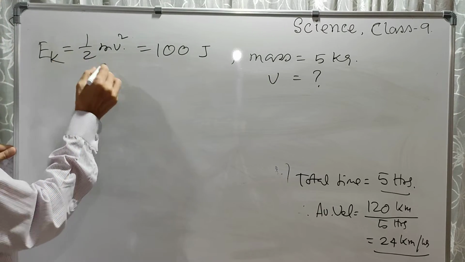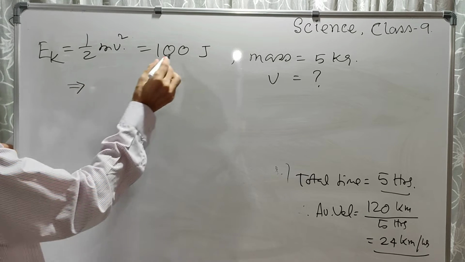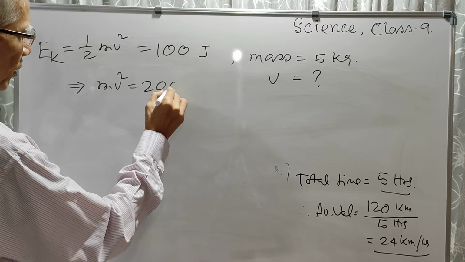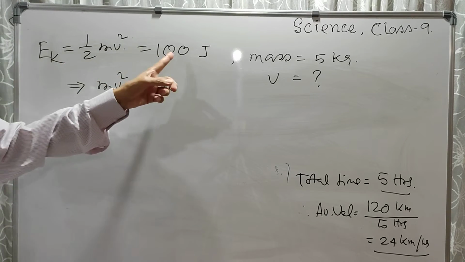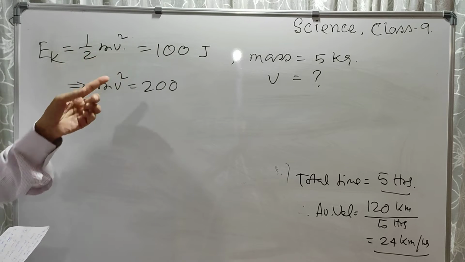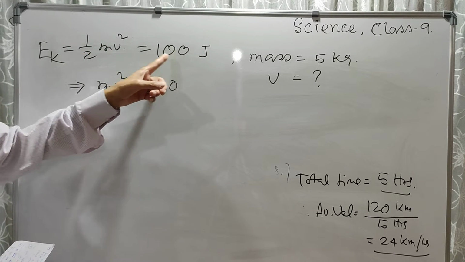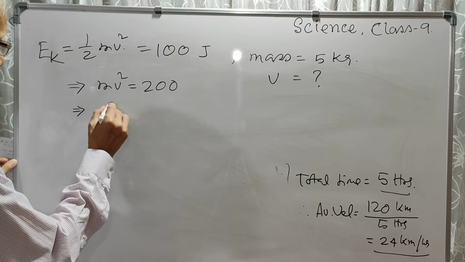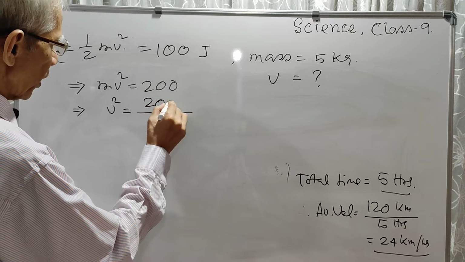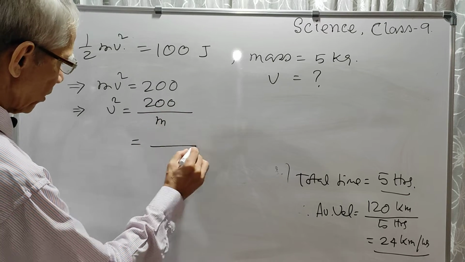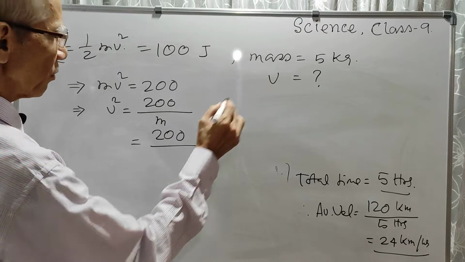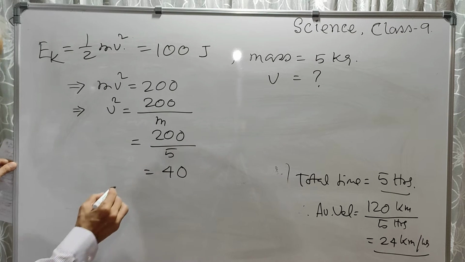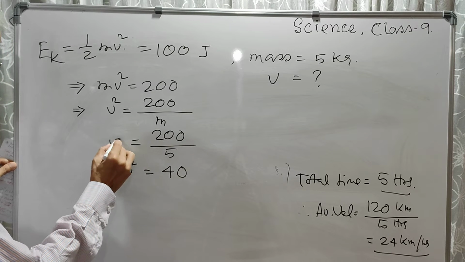Now solve it. Half mv square equals 100. Therefore mv square will be, cross multiplying, 200, isn't it? Now we need v square. So v square will be 200 by m. What is the mass given? 5. So 200 by 5 is 40. So v square equals 40.